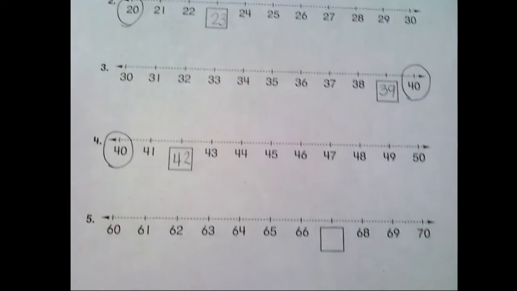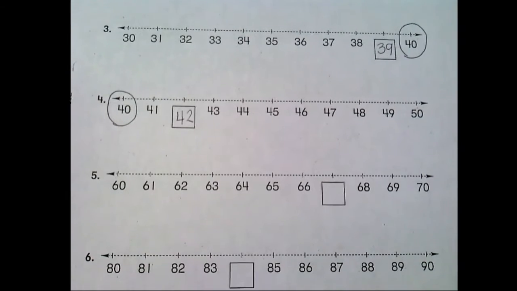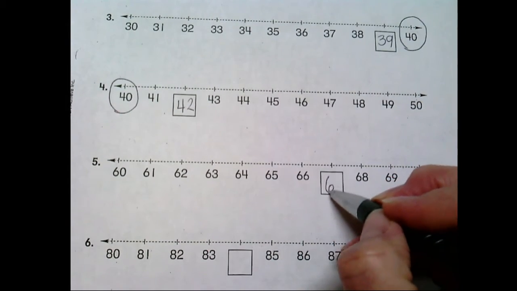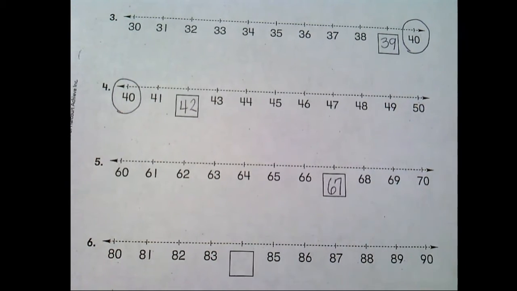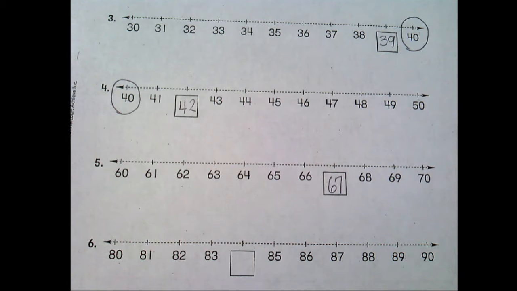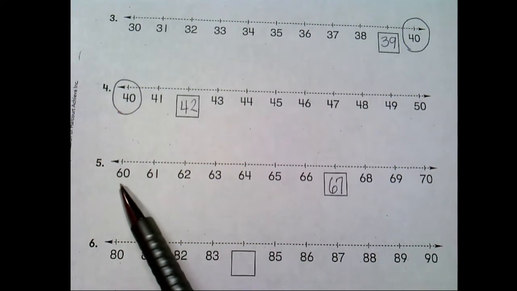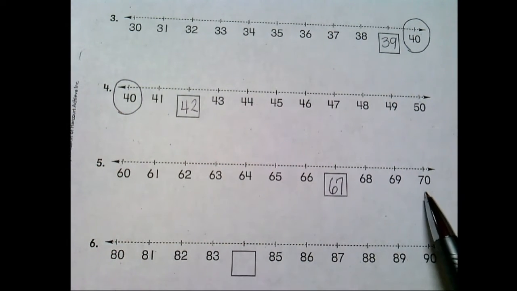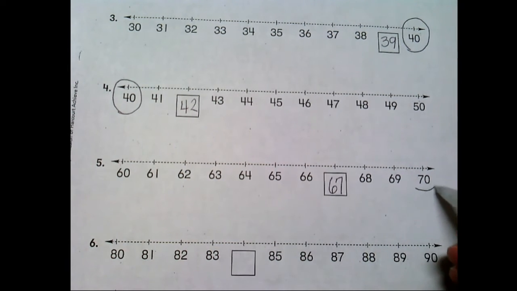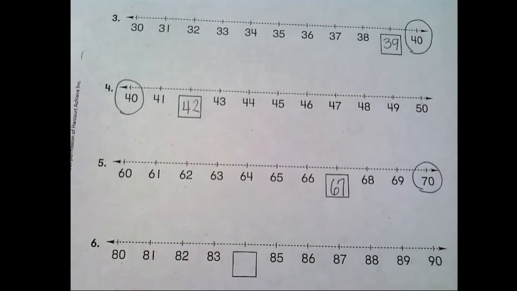Do you think you can figure out how to do number 5? You already have your number written of 67. What two tens is 67 between? Which one will you circle? Which one is it closest to? Did you say that 67 is between 60 and 70 on the number line? That's right. And which one will we circle? We'll circle the 70.